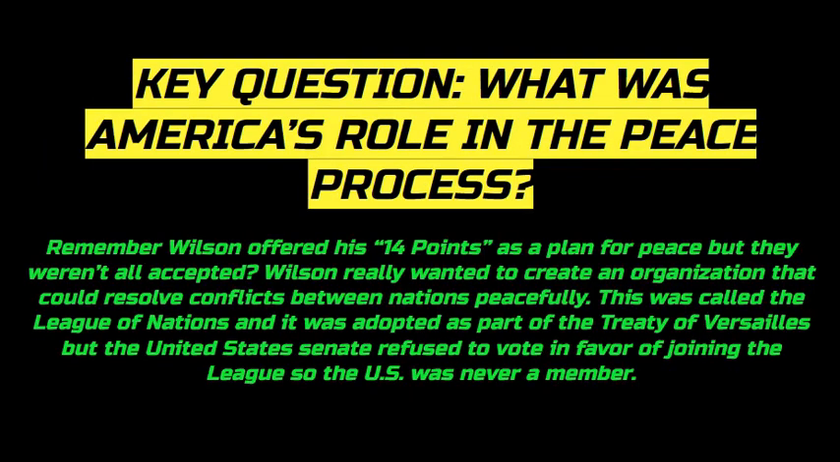What was America's role in the peace process? Well, if you remember, Wilson offered his 14 points as a plan for peace, but they weren't all accepted. Wilson really wanted to create an organization that could resolve conflicts between nations peacefully. This was called the League of Nations, and it was adopted as part of the Treaty of Versailles, but the United States Senate refused to vote in favor of joining the League, so the U.S. was never a member.